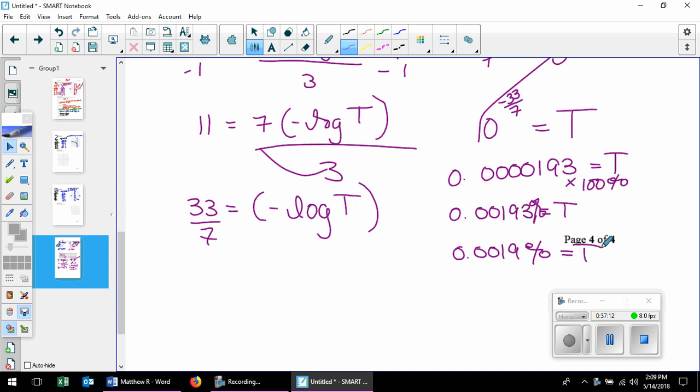So the fraction of light that gets through is 0.0019% of visible light. Barely any light. Yes. Okay.